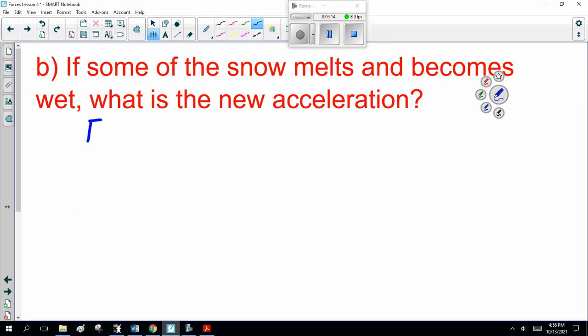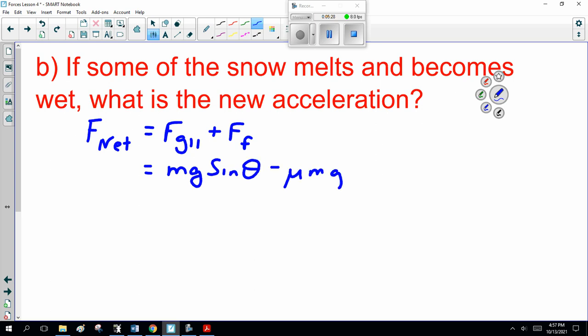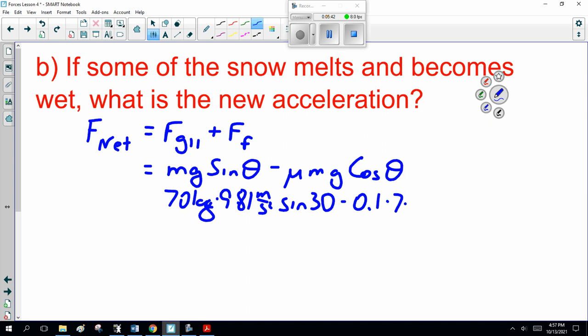So, F net, force of gravity parallel, plus force of friction, mg sine theta minus mu mg cos theta. So 70 kilograms times 9.81 meters per second squared times sine 30 minus 0.1 times 70 kilograms, 9.81 meters per second squared times cos 30. Now, somebody always asks, but that 9.81 is acceleration due to gravity. Yes. But remember, we're dealing with directions here. From the way I drew it, force of gravity is going to the right, so that's positive. Force of friction is going to the left, opposite, so that's negative.